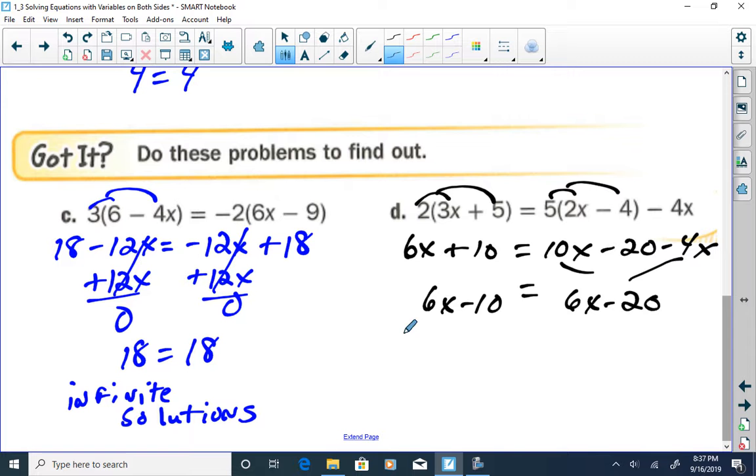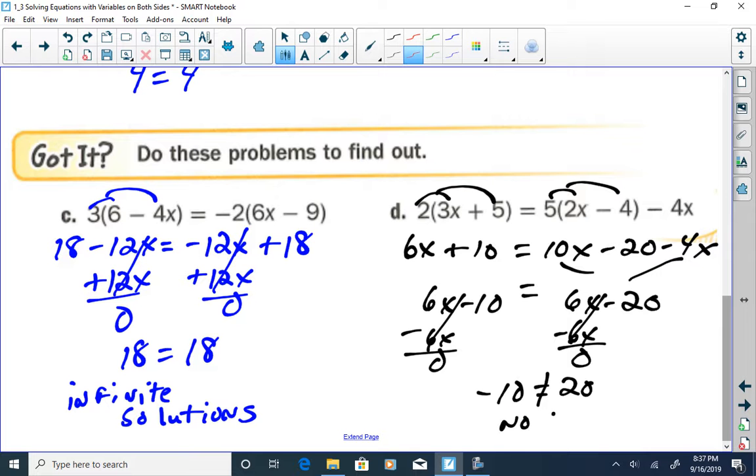When I remove my variable, we subtract 6x from both sides of the equation. They both become zeros. So I'm left with negative 10 is equal to 20. And that can never happen. Negative 10 can never be equal to 20. So that's an example of no solutions.